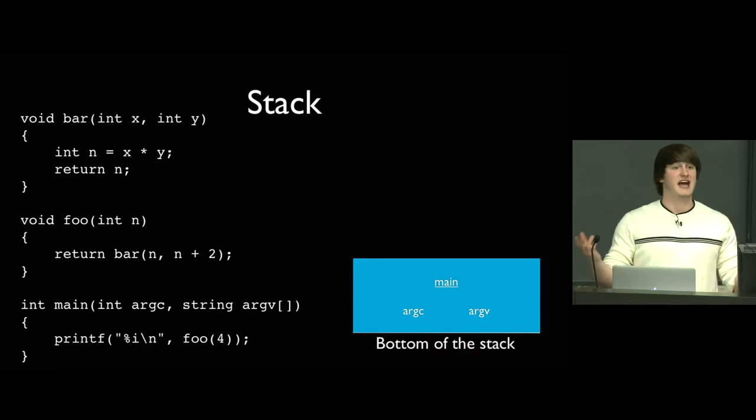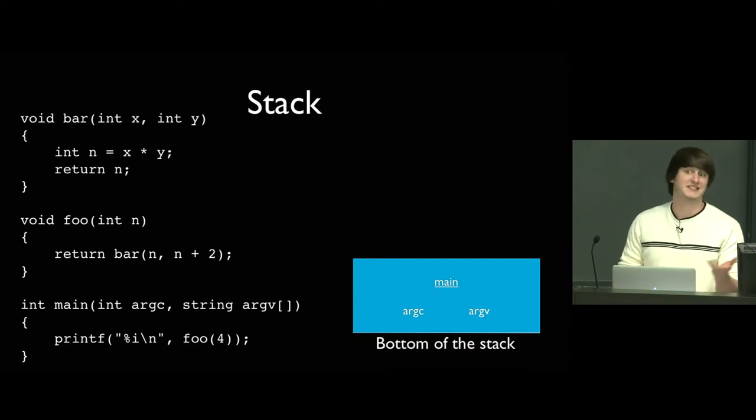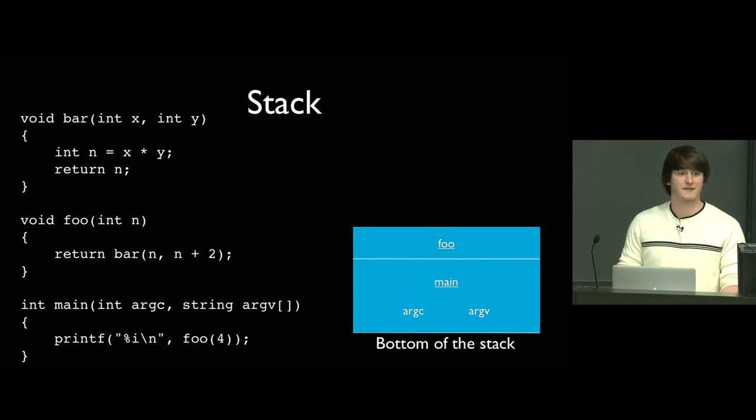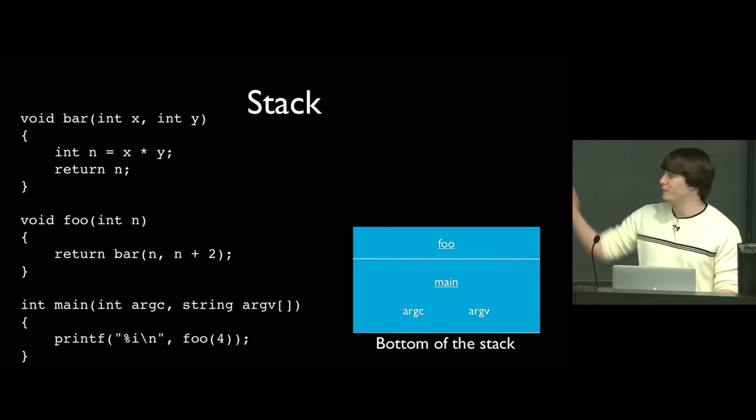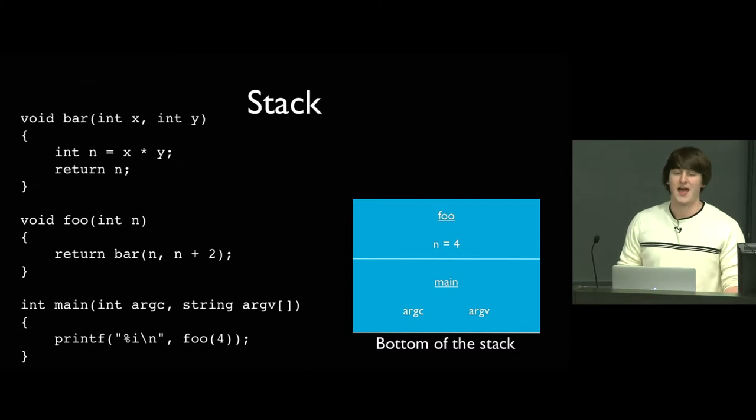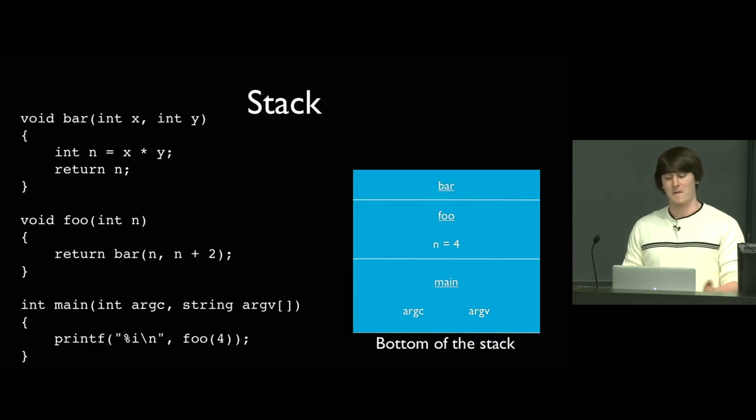And what is inside of our stack frame for main? So even though there are no local variables to main, like I said before, we have argc and argv taking up space inside of main's stack frame. So main is now going to call the function foo. And that means foo is going to get its own stack frame. So now we're inside of the function foo, and what needs to go in foo's stack frame? Well, foo has an argument n, and n is equal to 4, since that's what main is passing as foo's argument. So now foo is going to call bar.